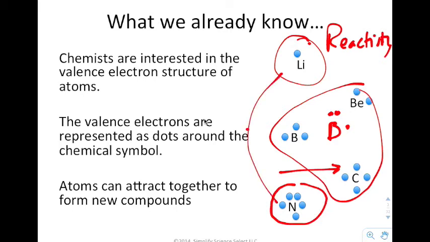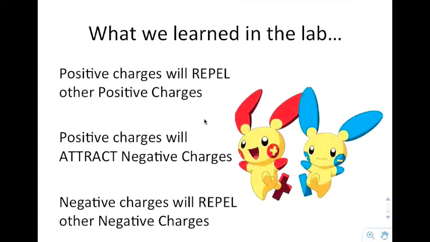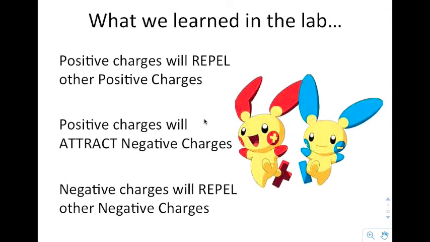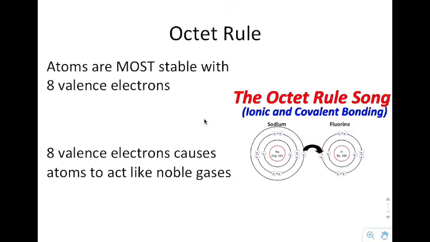Now atoms can attract to each other to form new compounds. So here's what we learned in the lab. Positive charges will repel other positive charges. Positive charges will attract negative charges, and negative charges will repel other negative charges. So the octet rule: atoms are most stable with 8 valence electrons on it. That's why we draw the Lewis structures when we say, okay, neon, 1, 2, 3, 4, 5, 6, 7, 8. That is a stable structure because it satisfies the octet rule.